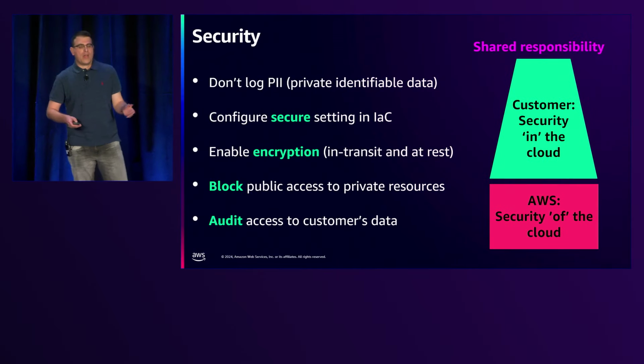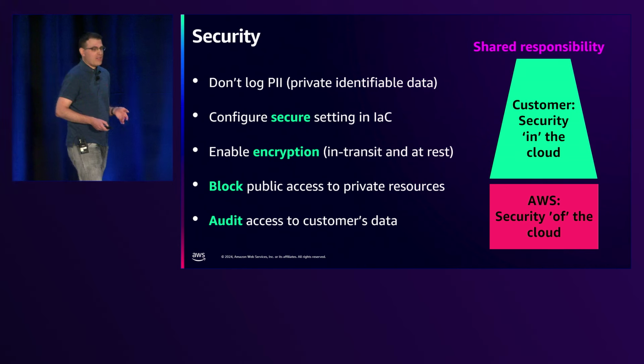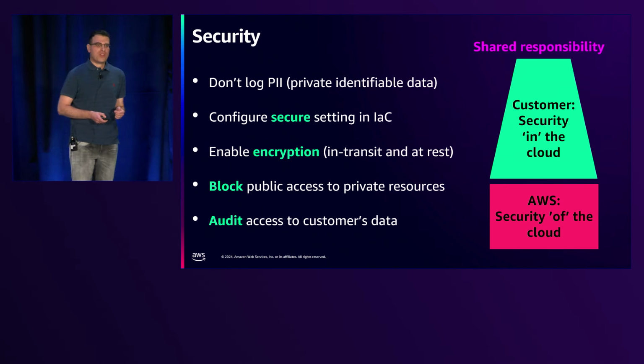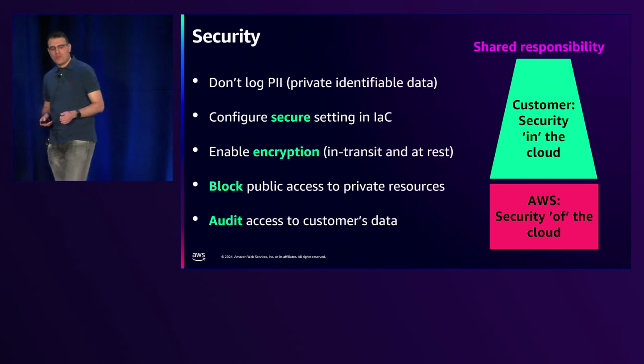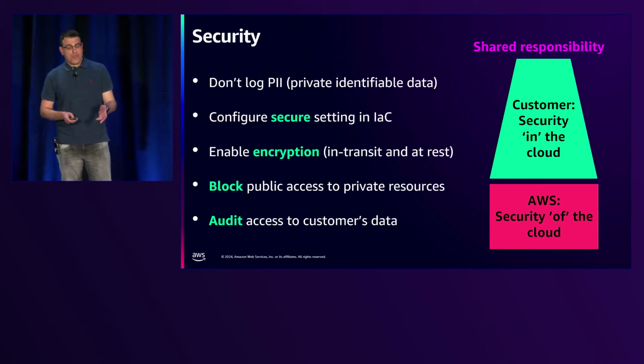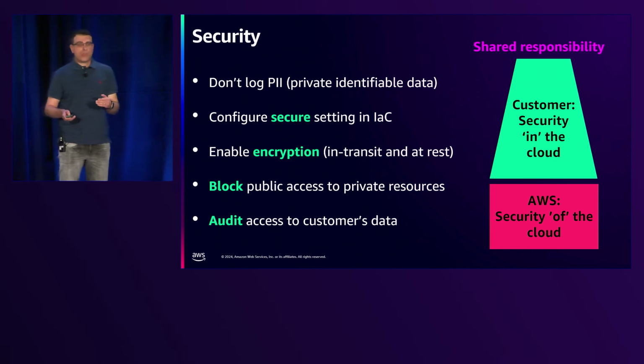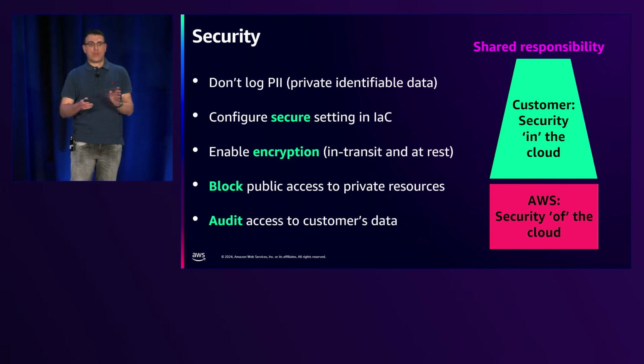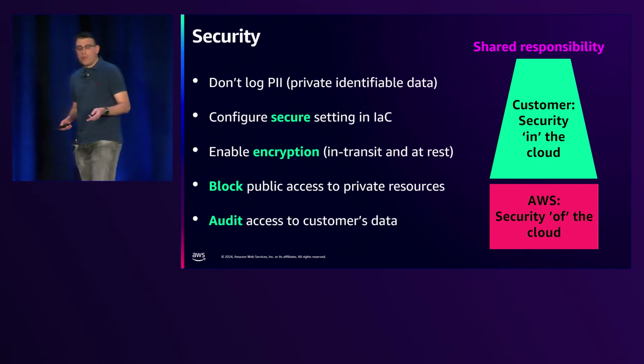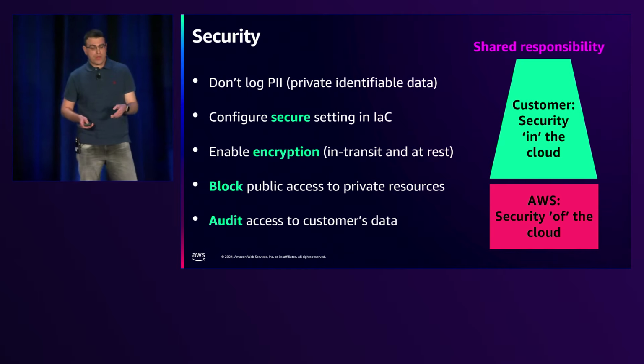So some tips around that: don't log your PIIs, the personally identifiable information of your customers. I think that's pretty simple and straightforward. You should configure secure settings in your infrastructure as code, things like enable encryption, in transit and also at rest. Most people get just one or the other, but not both. Block public access to private resources, and audit access to your customers' data.